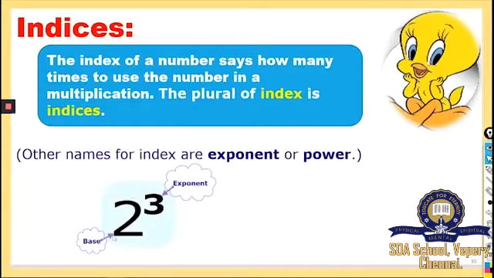Here in the given example, 2 power 3, 3 is the exponent whereas 2 is the base. The exponent of a number says how many times the number should be multiplied. Here in 2 power 3, the number 2 should be multiplied 3 times since the exponent value is 3. So the value is 2 into 2 into 2, which is equal to 8.